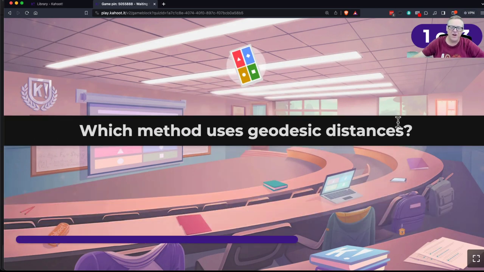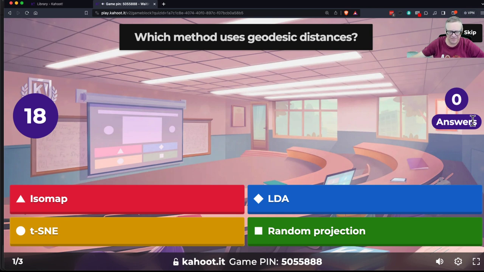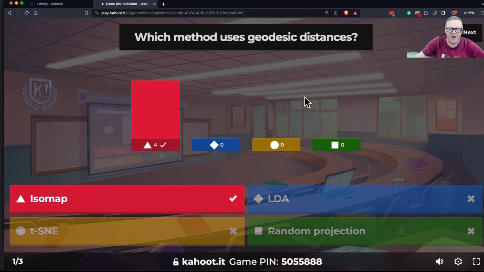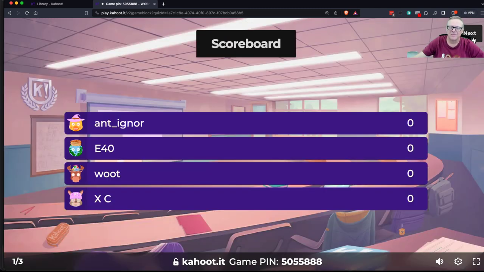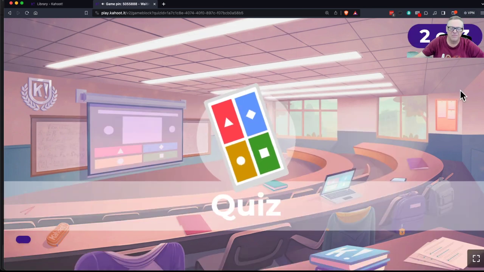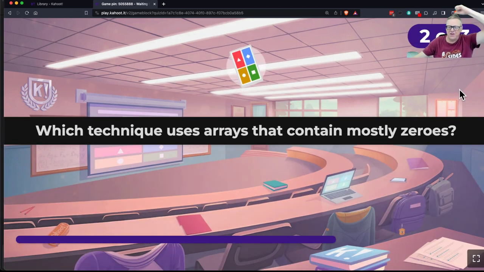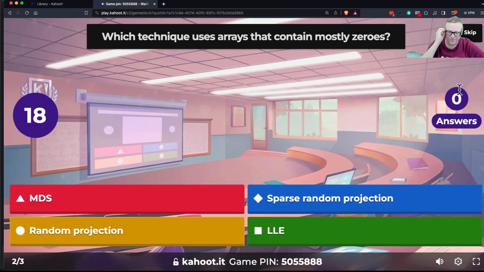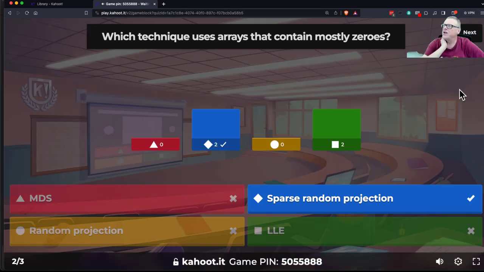All right, which one has the geodesic distances? Yeah, the isomap. Okay. Which one uses arrays that are mostly zero? Sparse random projection, where you choose random axes, but you choose them to follow along quite a few of the axes to make the math simpler.